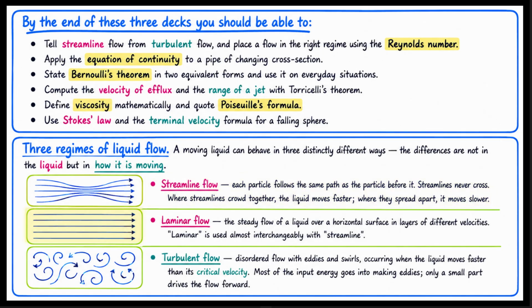Laminar flow is the steady flow of a liquid over a horizontal surface in layers of different velocities, and the word laminar is used almost interchangeably with streamline. Turbulent flow is disordered, with eddies and swirls, and it appears when the liquid moves faster than its critical velocity. Most of the input energy in turbulent flow goes into making eddies. Only a small part drives the liquid forward.